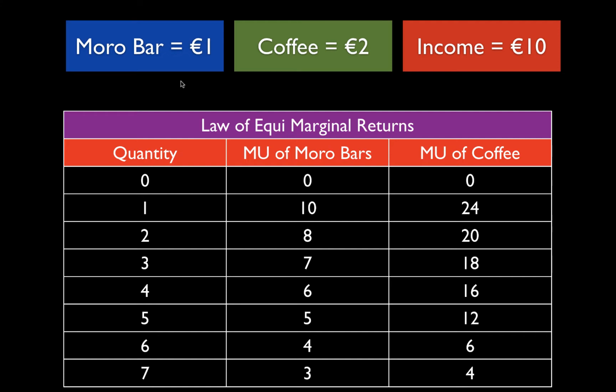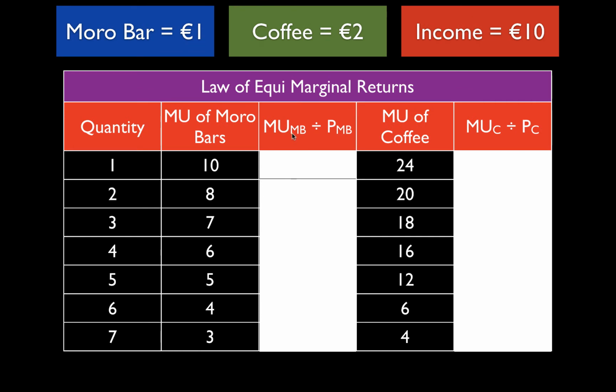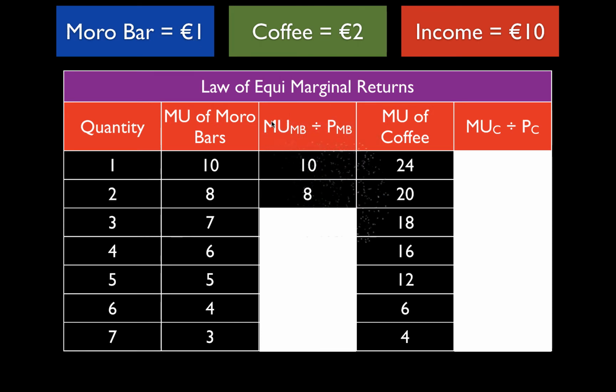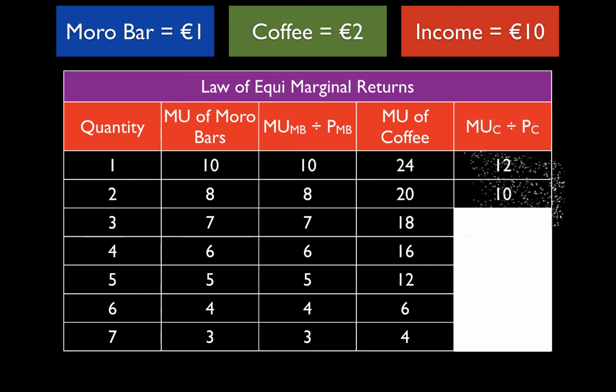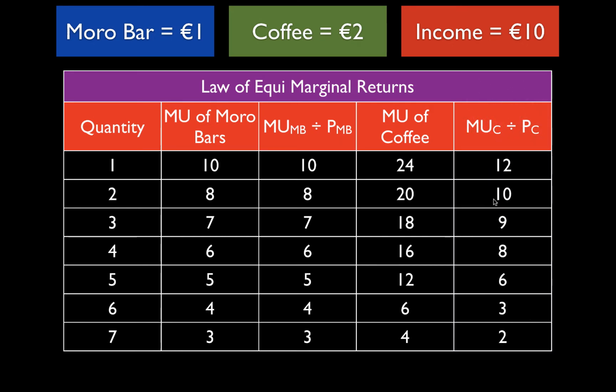Now, we know that we have to spend our money so that the marginal utility divided by the price for each good has to be the same. So what I've got here is the marginal utility of each Maro bar, and I'm going to divide it by the price. With a cursory look, you'll see that this column is the same as the marginal utility column, because the price is 1. However, this is where it starts to change a little bit, because the price of the coffee is €2 per coffee. So the marginal utility divided by the price, well, each of the marginal utilities halves. And then that's what we get from 12, it goes from 24 divided by 2, which is 12, all the way down.